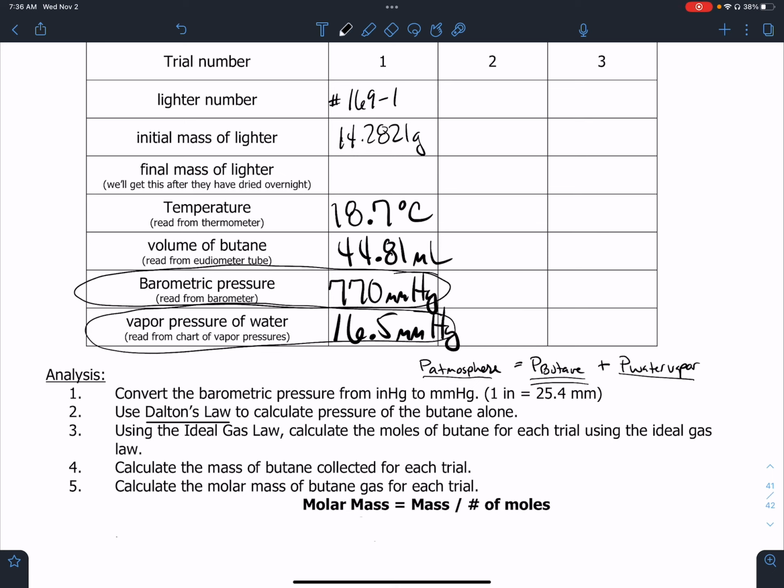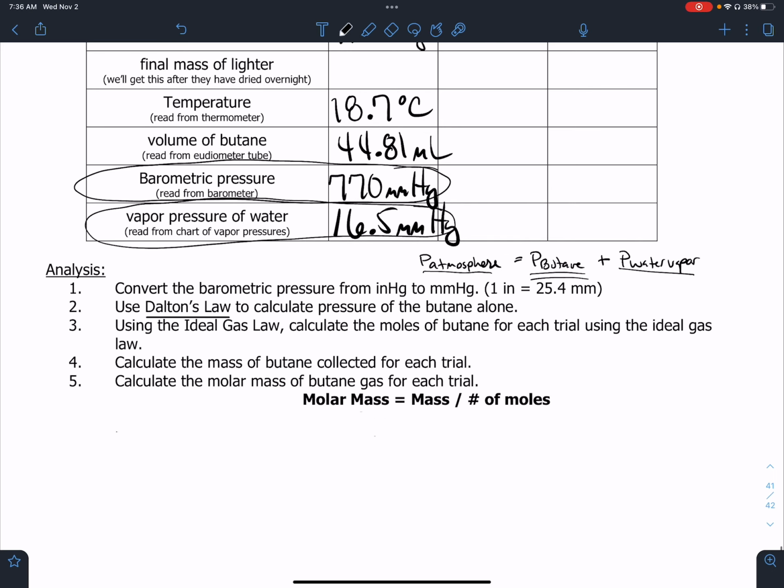It says use the ideal gas law to calculate the moles of butane. So we will not be using the mass of butane to find the moles. We'll be using the ideal gas law. So let me remind you how that looks. The pressure is the pressure of the butane. Because we're finding the number of moles of butane, we're going to use the pressure of the butane from up above. The volume you should have collected here.